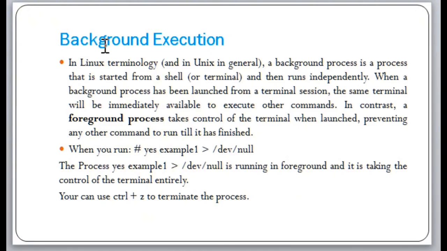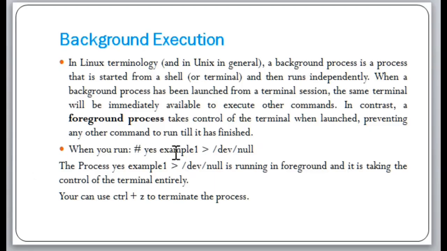And let's talk about background execution. So in Linux terminology, and in Unix in general, a background process is a process that is started from a shell or terminal and then runs independently. When a background process has been launched from a terminal session, the same terminal will be immediately available to execute other commands. In contrast, a foreground process takes control of the terminal when launched, preventing any other command from running until it is finished. And guys, we saw this in our last session when I was running that sleep command. When I ran it in the background, when I did sleep 60 and then that ampersand sign, it was running in the background and I could still use my terminal. However, when I ran it in the foreground, you saw that I wasn't able to use my terminal.